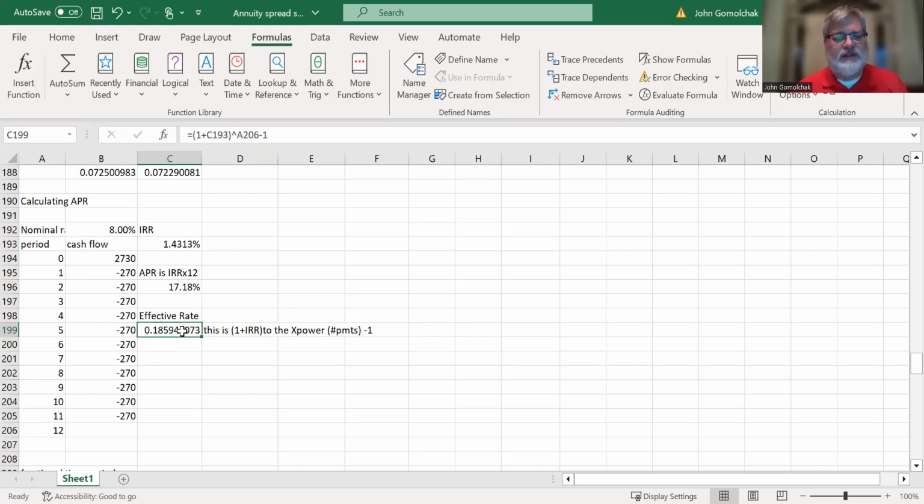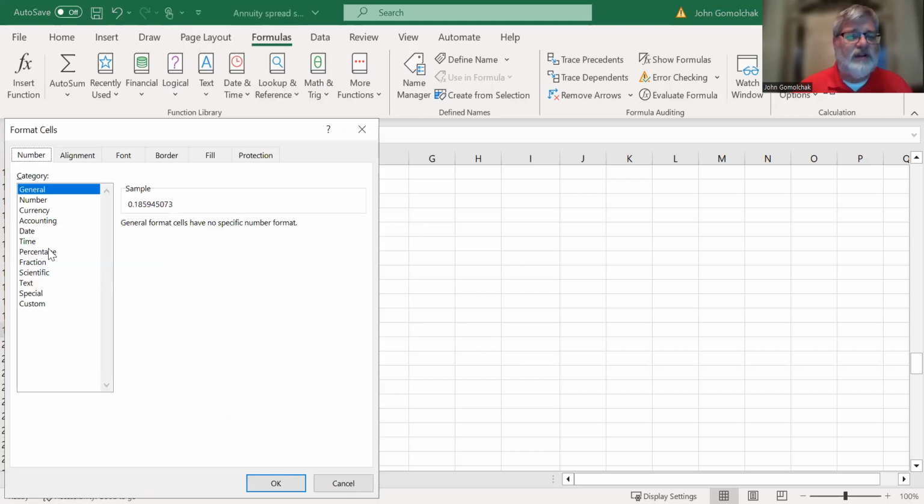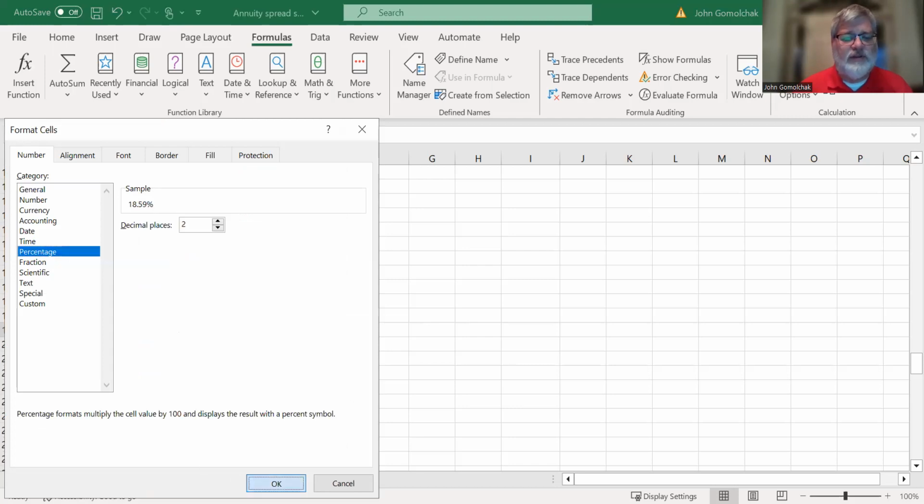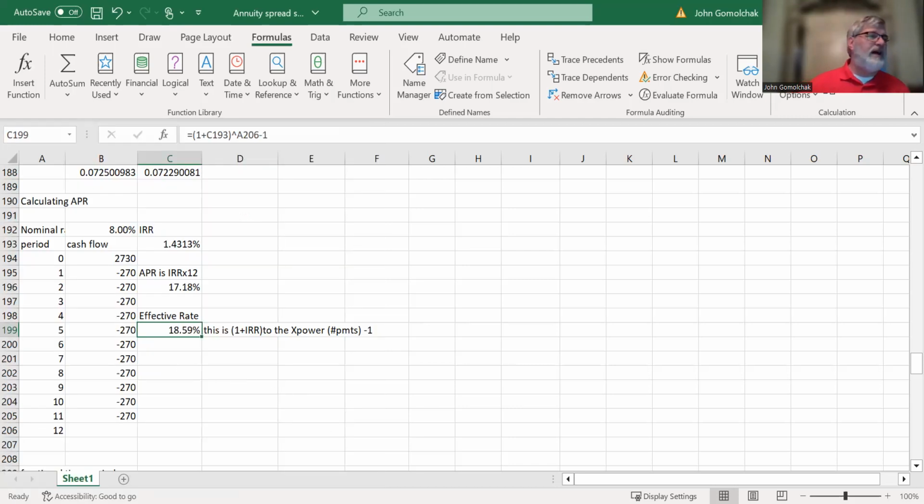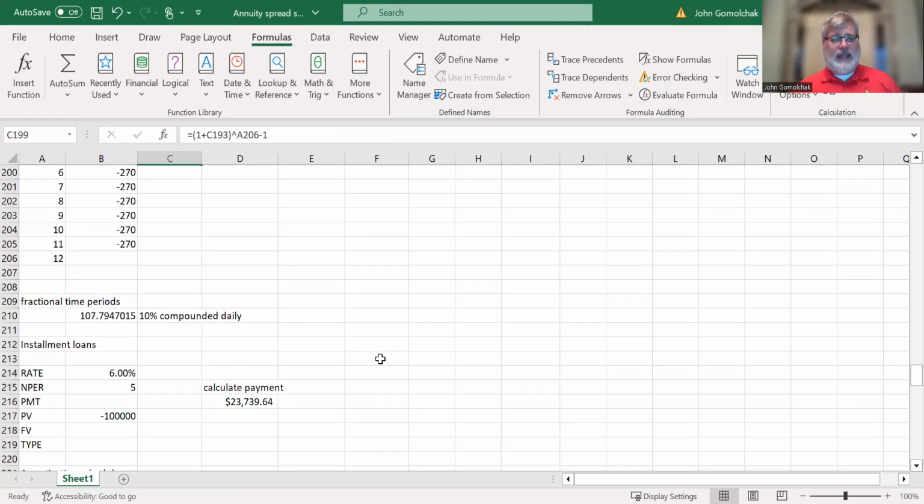That gives us, it comes out 0.18 because I just need to set that so that it's sitting in a percent. So format the cell, percent, about 18.59%, which is the actual effective rate. So a lot of games being played here.